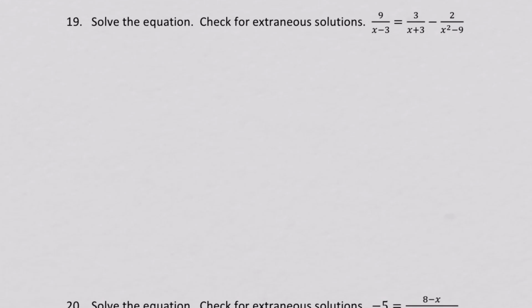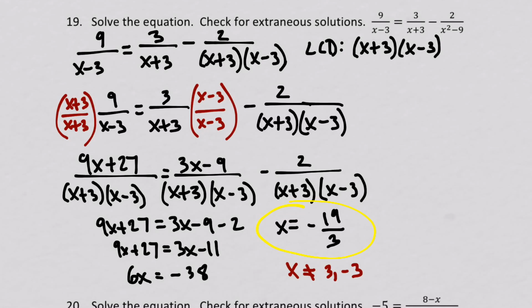All right, you try number 19. As before, try it on your own first, please, before you finish watching the video, okay? So struggle with it. Once you think you have it or you got stuck, then come back and see the video, okay? So pause the video now and do it on your own. So here we go. The correct solution for number 19 is x equals negative 19 over 3.